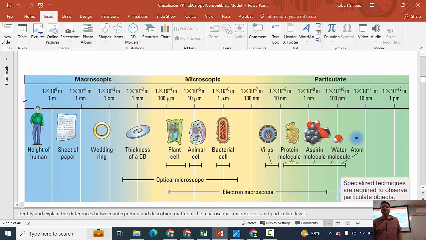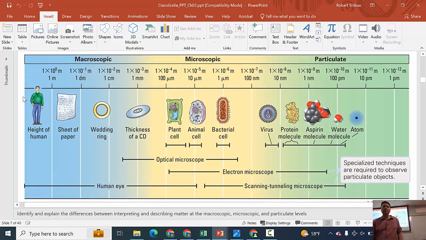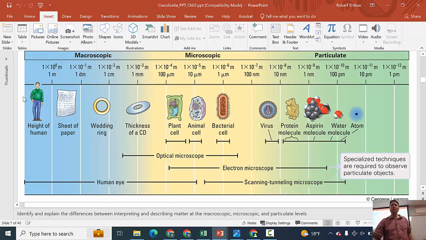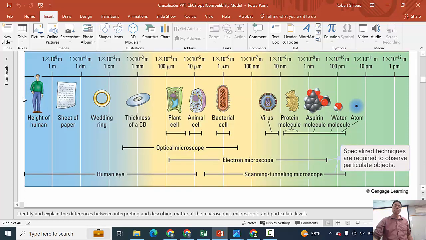We need an electron microscope to see these kinds of things. An optical microscope won't. An optical microscope will take us to a bacteria cell. A scanning tunneling microscope will take us to individual atoms. And that's how the image over there was produced, with the scanning tunneling microscope.